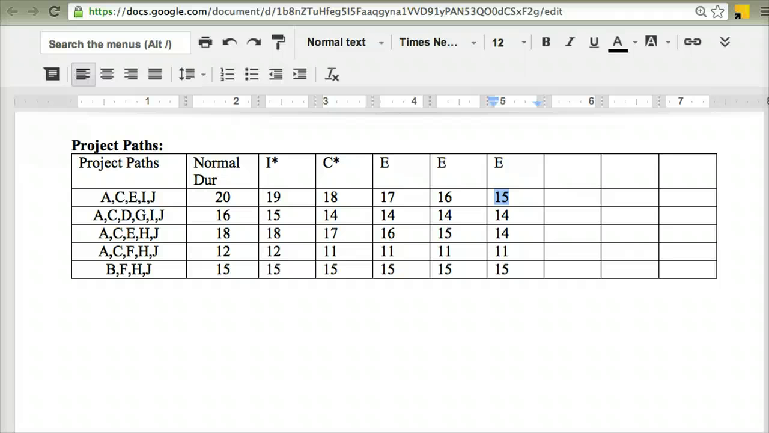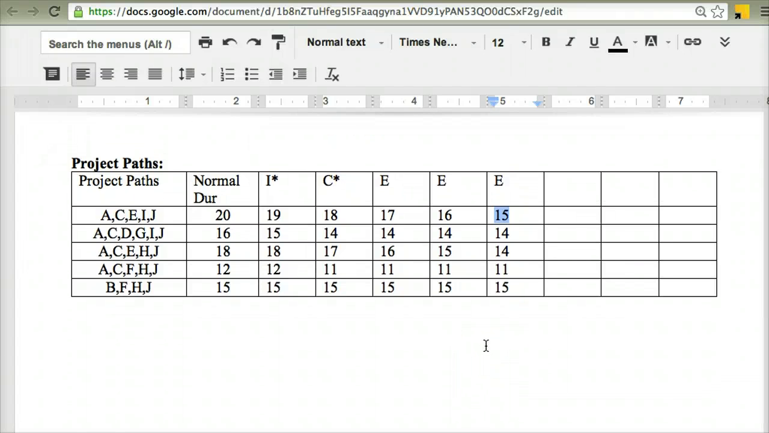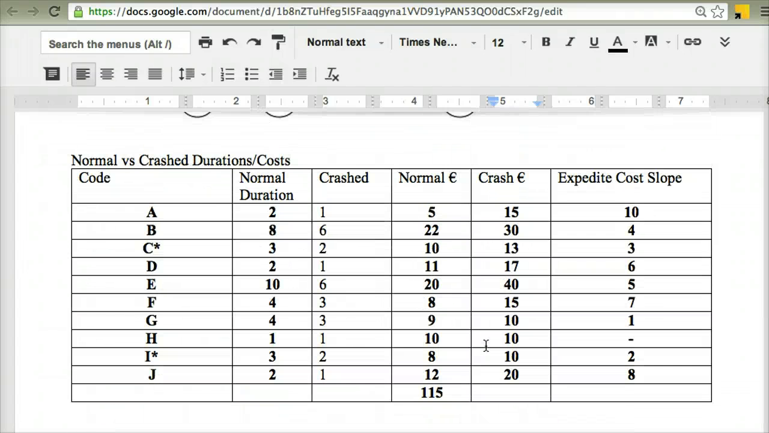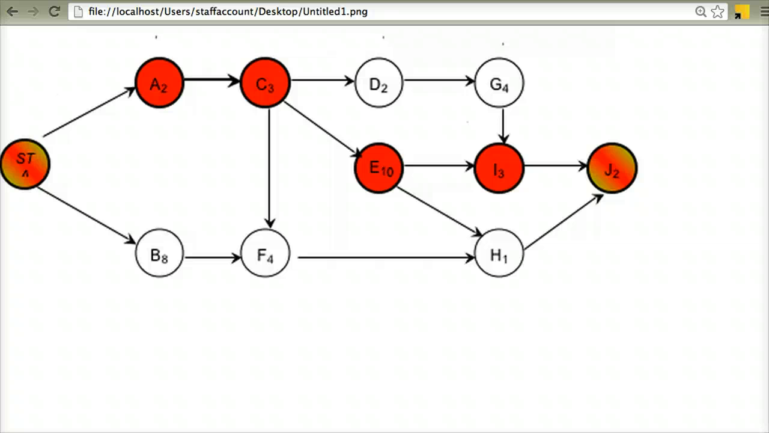So I have to go back here to my activities and say, does it make sense anymore to crash E by its last day? So I've already crashed it by 3 days, but can I crash it by another day to get the effect that I'm looking for? Well, let's look at it. If I go back to my network diagram again and look at activity E, this bottom path now has become critical as well.